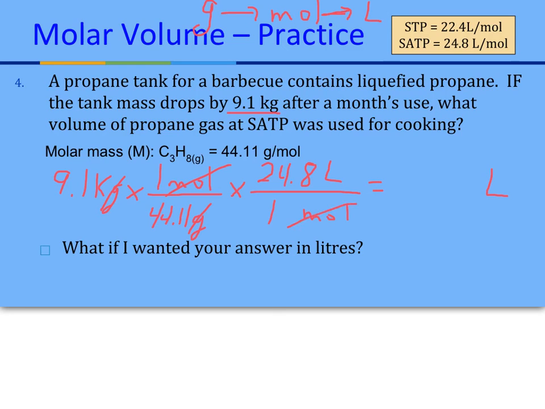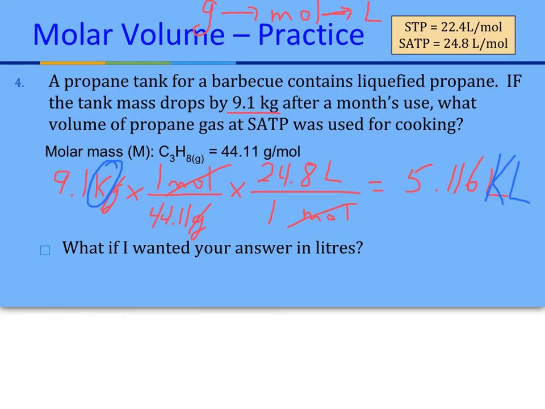My moles and my moles would cancel out, and I'm going to be multiplying my 0.206 moles by 24.8 liters, and I would get 5.116 liters. The trick here is that we never crossed out our kilo, which means this is going to be in kiloliters and not liters.